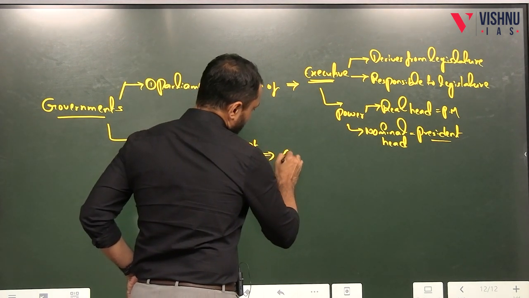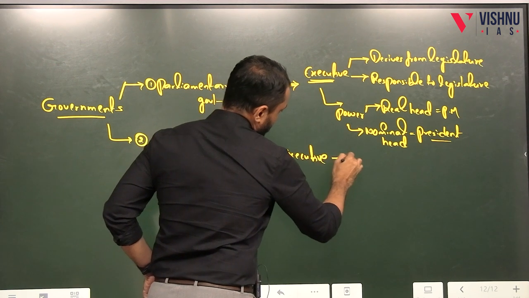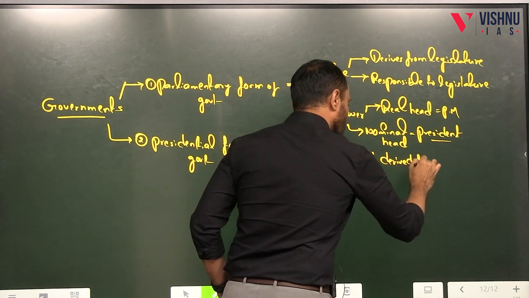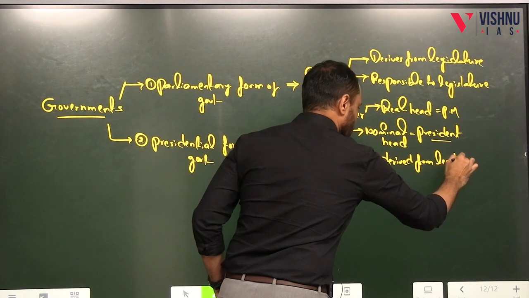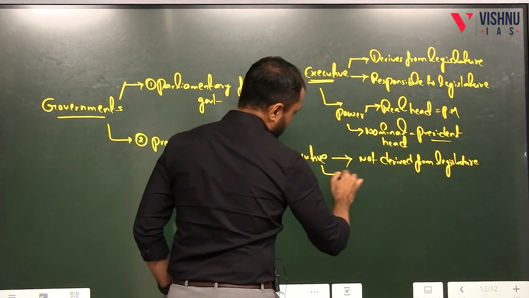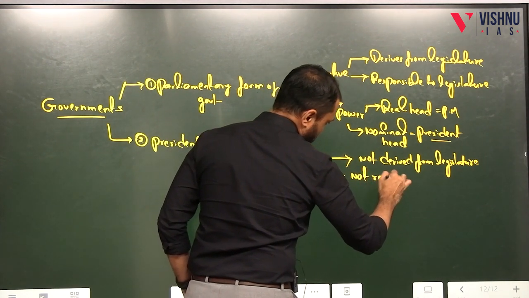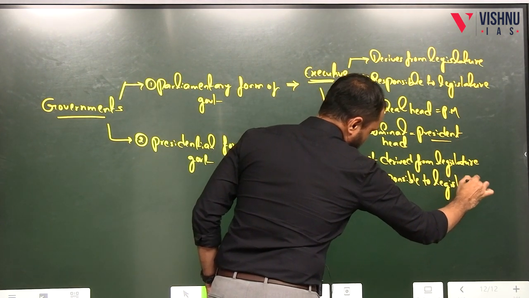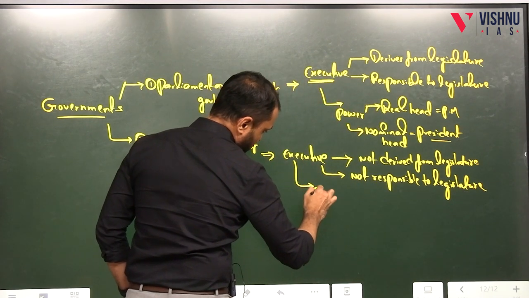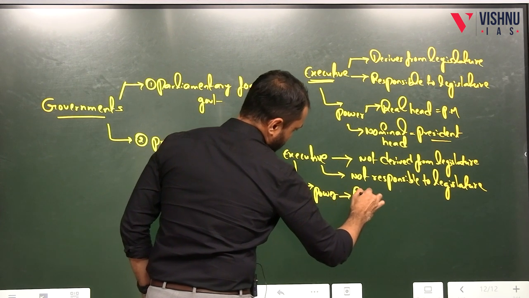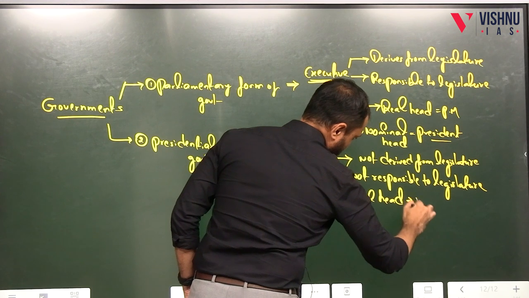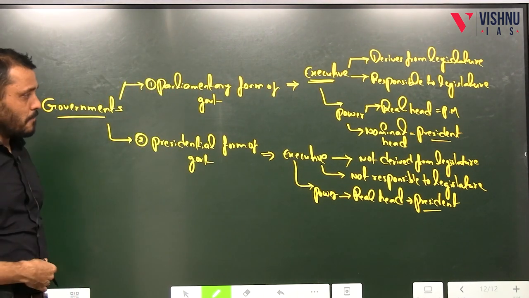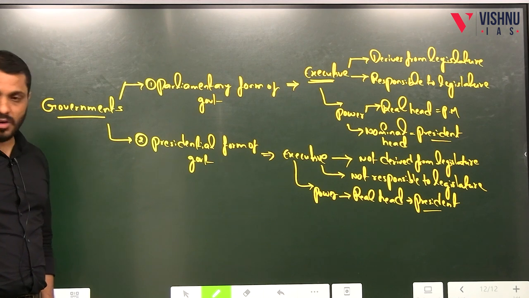Here, the executive is not derived from the legislature, and the executive is not responsible to the legislature. And here, the President holds the real power. Who is the real head of the government here? The President, obviously, because we are calling it a presidential form of government. Now tell me, in India, which form of government are we following?